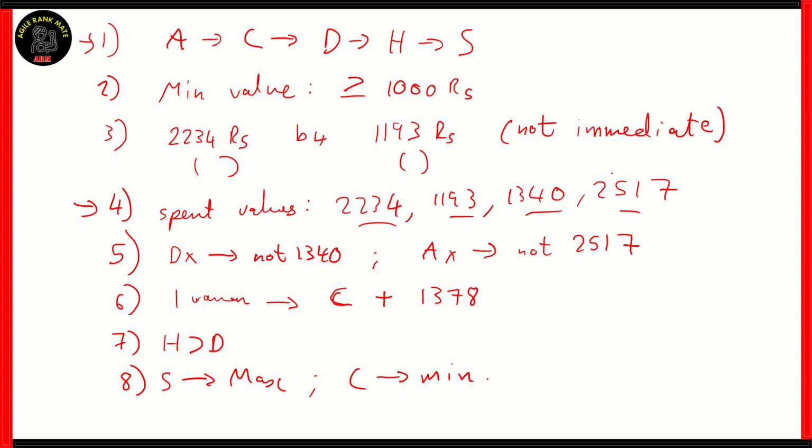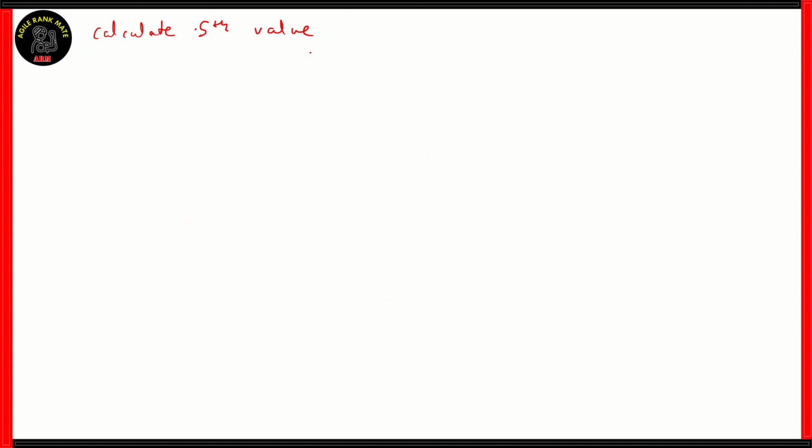However, we can assume that these are the case in 2 separate scenarios and calculate the fifth value by using clue number 6. One woman spends 1378 rupees more than C. So in order to calculate the fifth value, we use 2 particular scenarios. Scenario 1 says that 1193 rupees is the least value spent. And scenario number 2 says 2517 rupees is the maximum value spent.